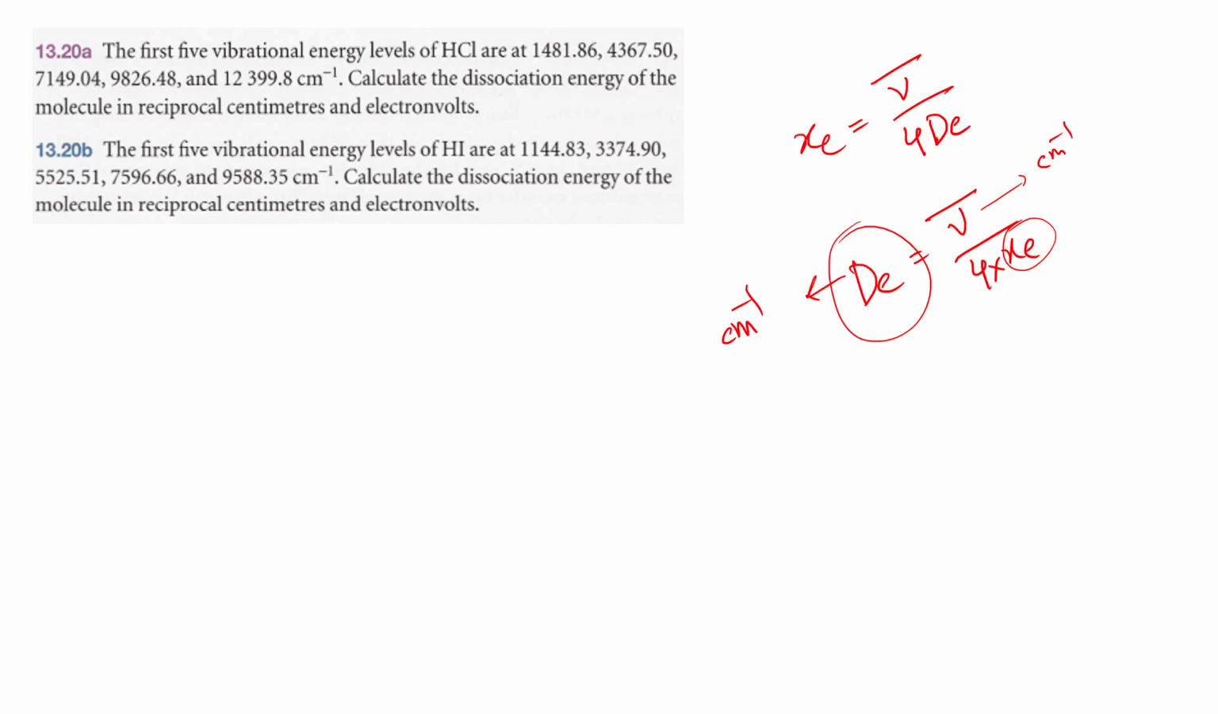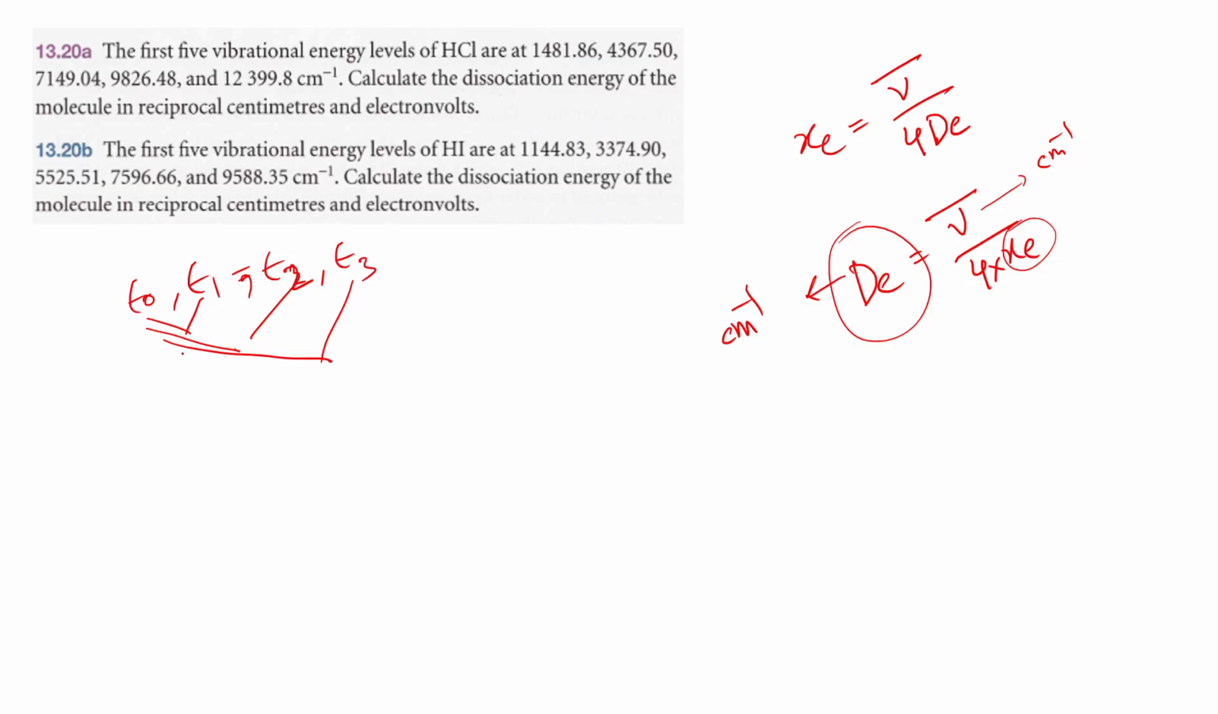But I have a doubt. This first five vibrational energy levels, whether it means this epsilon 0, epsilon 1, epsilon 2 like that, or the transition between the zero to one state? Oh, no, no. These are given for epsilon 0, epsilon 1, epsilon 2, epsilon 3. So you can take the difference between them, and that will give you the transitional energies.